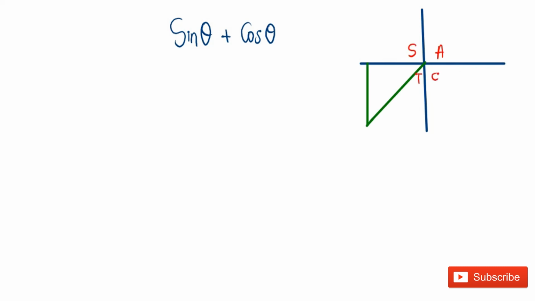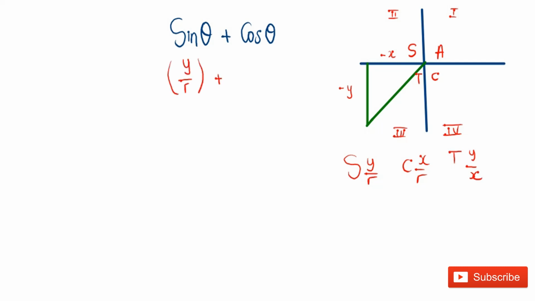Okay, and in your third quadrant, your y is negative and your x is negative, right? I also told you guys that we can use SOH CAH TOA: sine of theta is equal to your y over r, and your cos of theta is equal to your x over r.